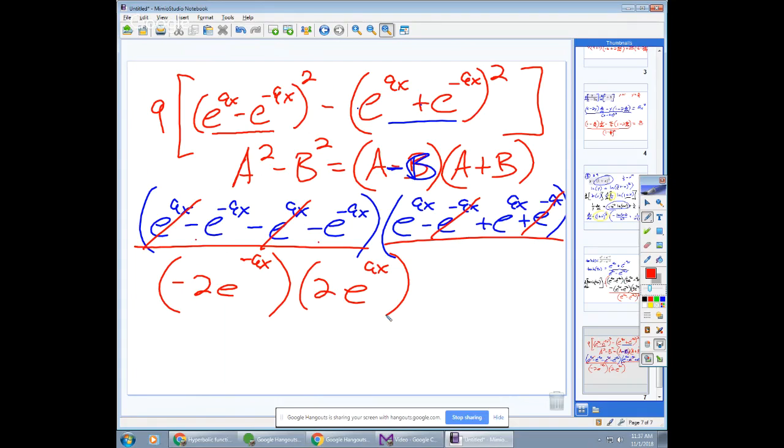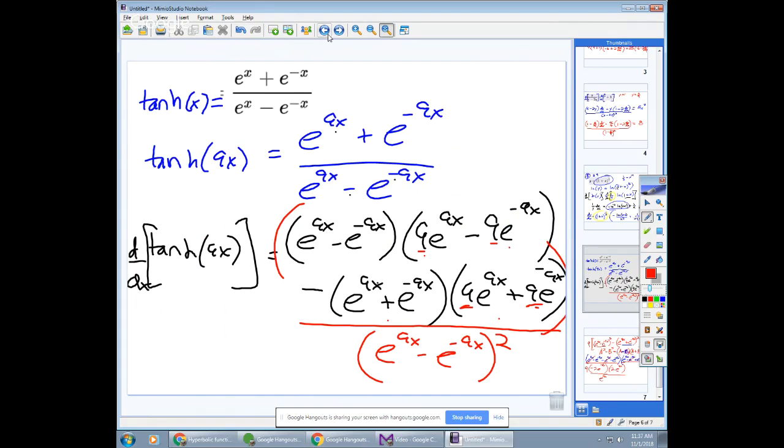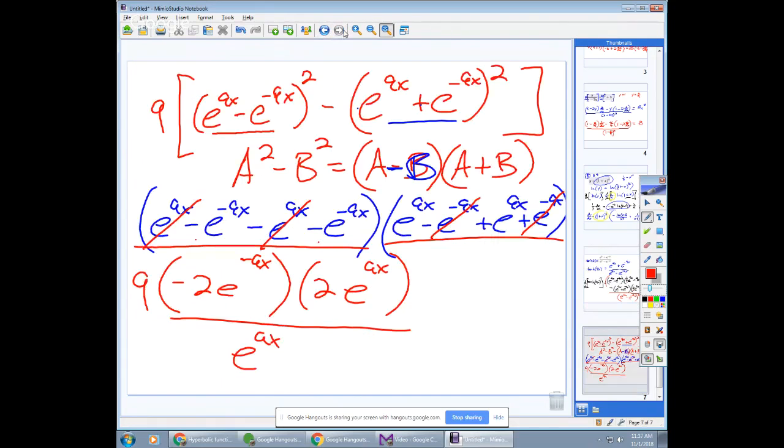I'm going to need you to back up a little bit. Times 9. That's the numerator. I still have a denominator, which was e to the 9x, let's see, which one was it? Minus e to the negative 9x squared. Why couldn't we keep it the other way and cancel out?